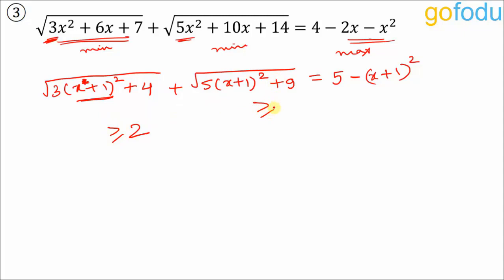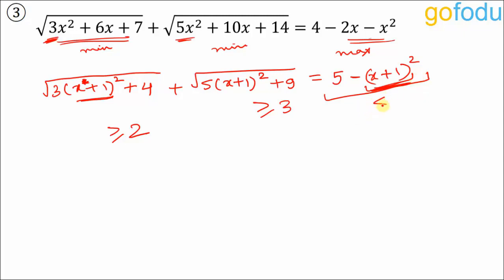Again, this will be greater than or equal to root of 9. This will be greater than or equal to 3. And this term can become 0. The minimum value of (x plus 1) whole square will be 0. So the maximum value of this whole expression will occur at x equal to minus 1. When this term is 0, this right hand side will have the maximum value.